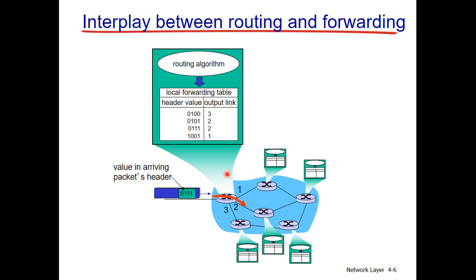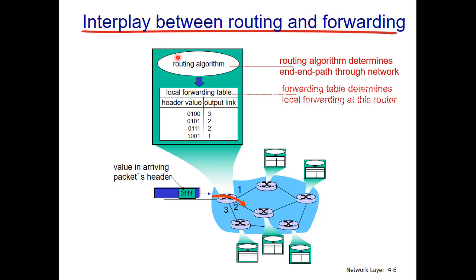So let's say this is my network, and in that network there are multiple routers. This is the packet that is coming in. Now let's open this up and see what is inside this router, broadly. The router contains two things. One is called a routing algorithm, and the other is called a forwarding table. The routing algorithm is the end-to-end path through the network, whereas forwarding is local forwarding at this router.